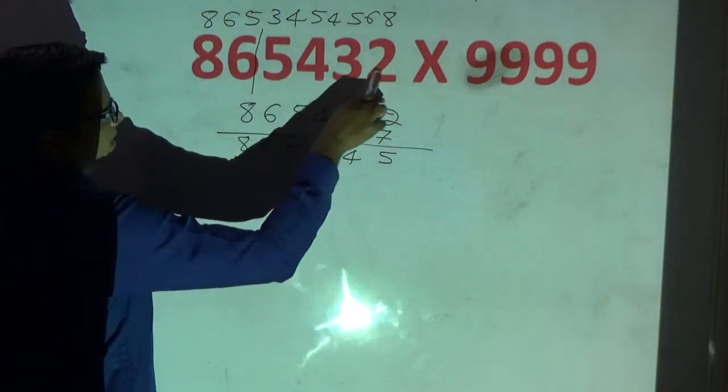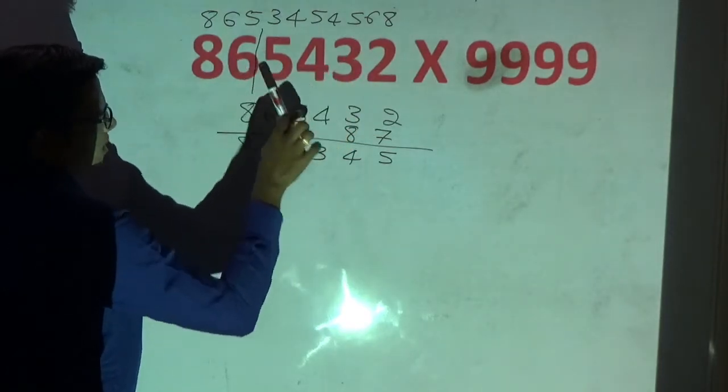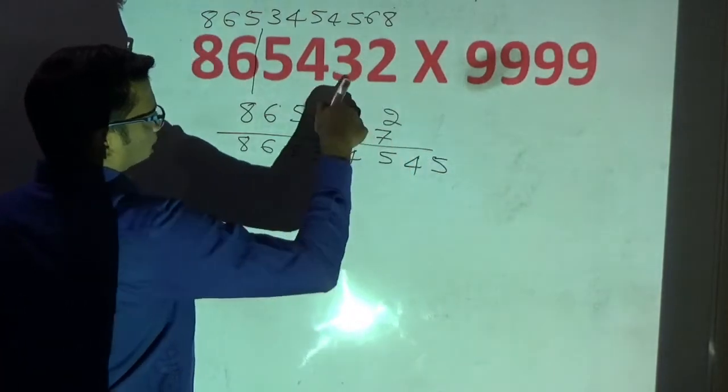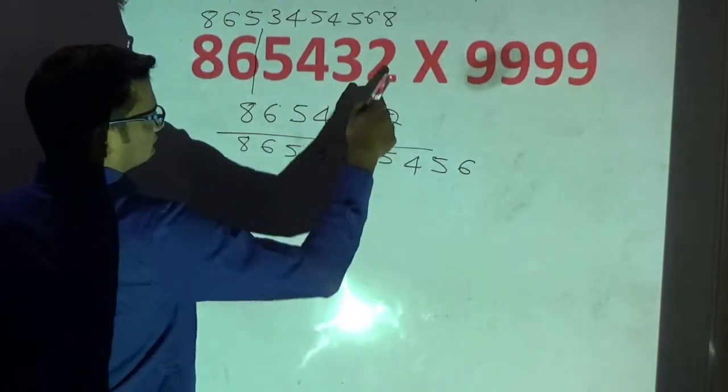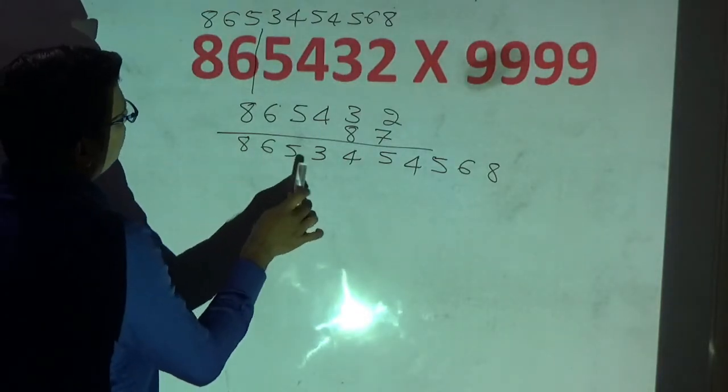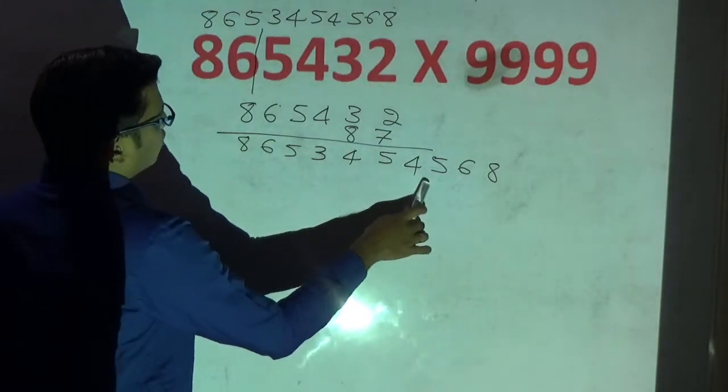Now, apply all by 9, last by 10 for this. 9 minus 5 is 4. 9 minus 4 is 5. 9 minus 3 is 6. Last by what? 10. 10 minus 2 is 8. See, check out whether the answer is correct or not. 8, 6, 5, 3, 4, 5, 4, 5, 6, 8.